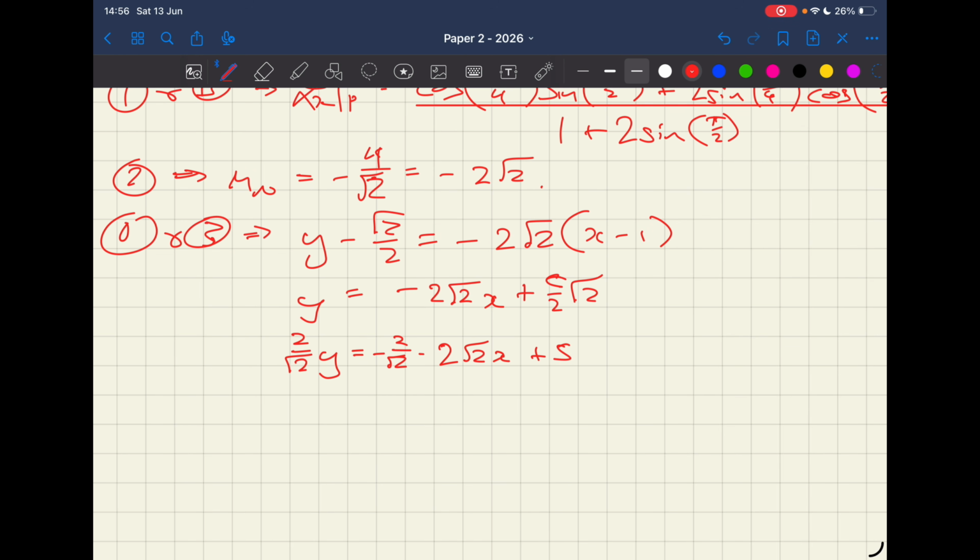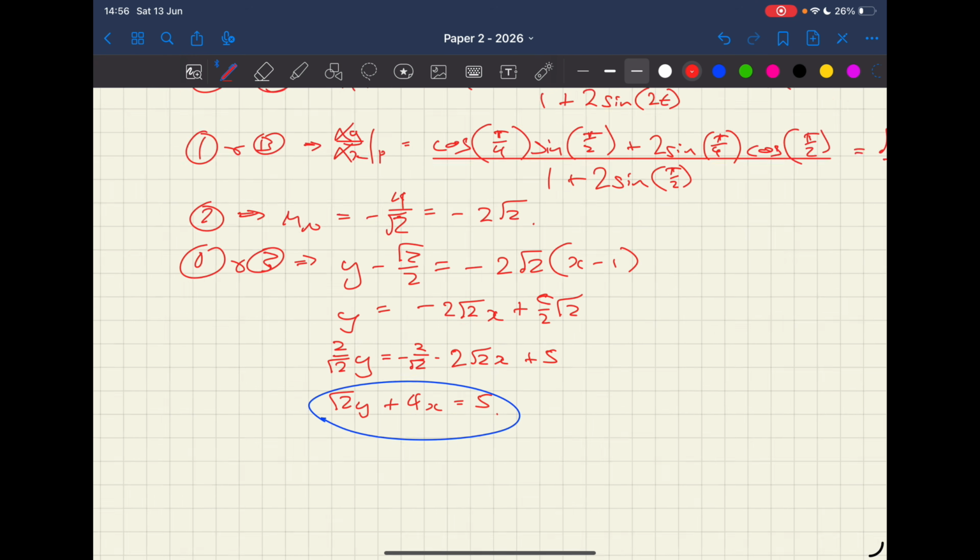So this bit times on the bottom by root 2, well, we have 2 root 2 on 2, so that is just root 2y. We will have 4, and then these bits cancel out, so that's going to be 4x, and we'll add it over the other side, so 4x there, and that equals 5. Does that look good? Looks very good, doesn't it?